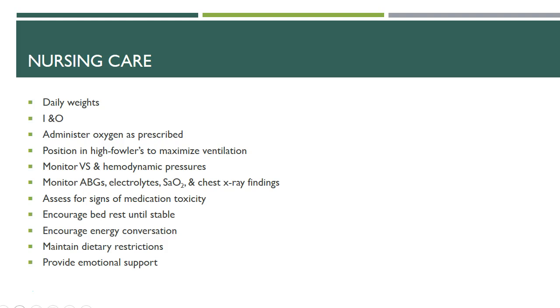Make sure they're in high Fowler's to maximize ventilation. And remember, we're going to do least to most, so we're going to put them in high Fowler's first before we give them oxygen if they're in distress. Again, we're going to monitor vital signs and hemodynamics, ABGs, electrolytes, the pulse ox, the chest x-ray findings.